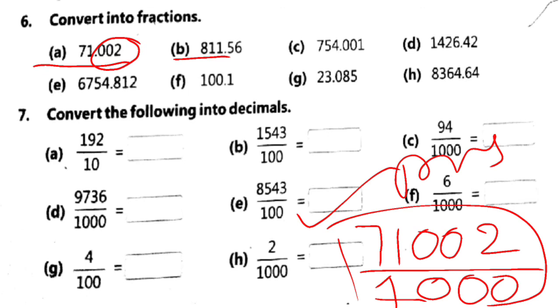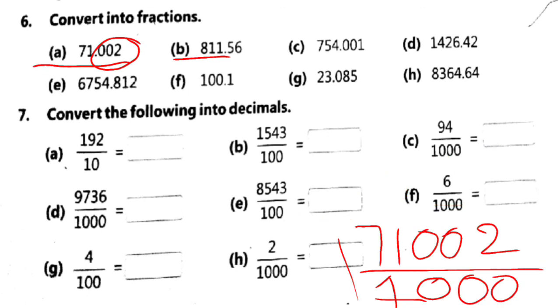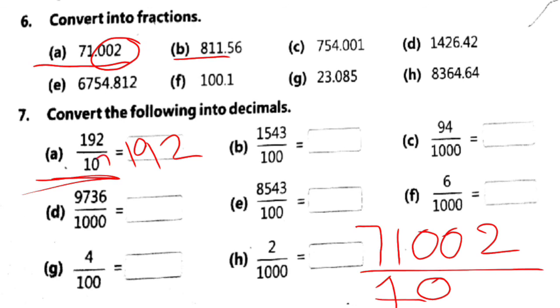Now, in question number 7, convert the following into decimal numbers. So how can you convert this particular one? For that we have to write the number as it is, then count the zeros that follow the 1. There is only one zero, so we count one place from the right side and apply the decimal here. I'm taking another example. This is 1543, and there are two zeros, so we count 1 and 2 and we apply the decimal here. Okay, so from our side we completed all the questions.